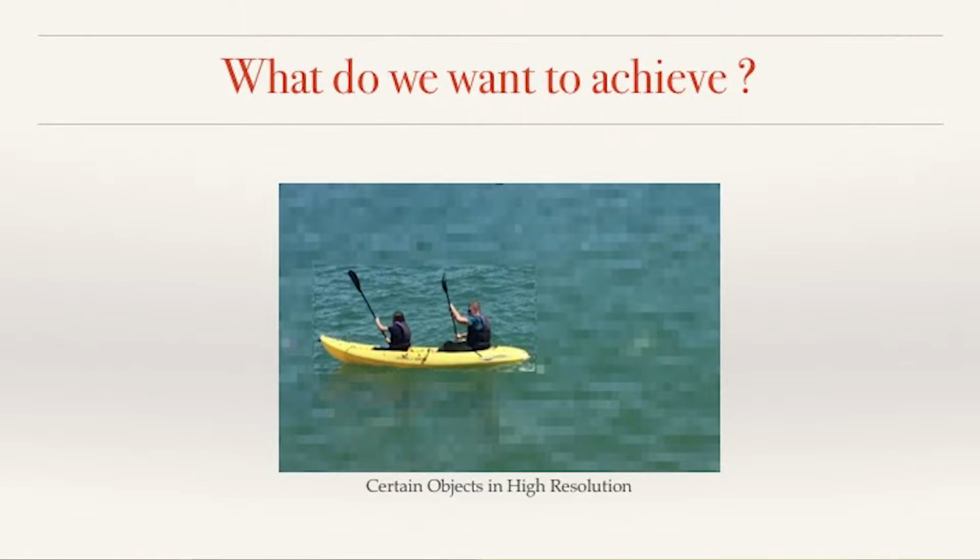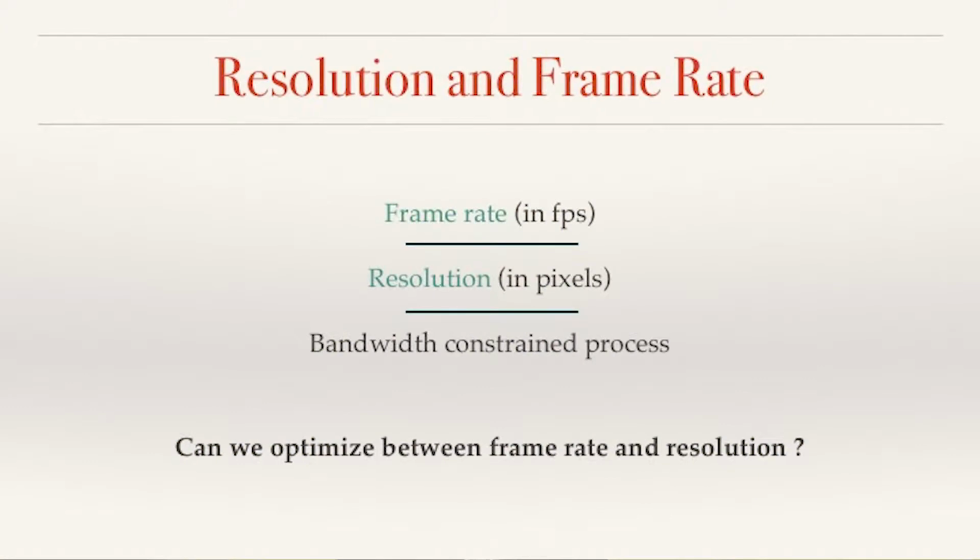Now, for the video compression technique, the frame rate and the resolution are quite important. The resolution dictates the quality of the image, and the frame rate dictates the frames per second. So, for a constant bandwidth process, we have to optimize between the frame rate and the resolution. Now, how do we do that? We have gone for an adaptive learning-based imaging framework, which consists of 2 components. The first is a host, and the second is a chip.